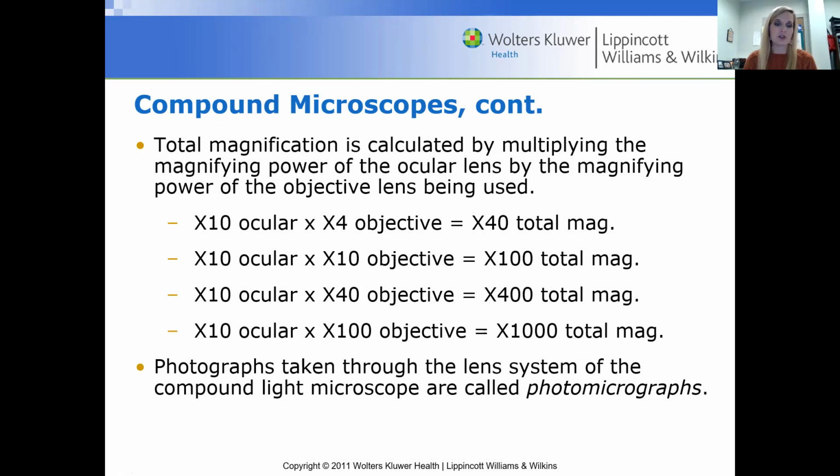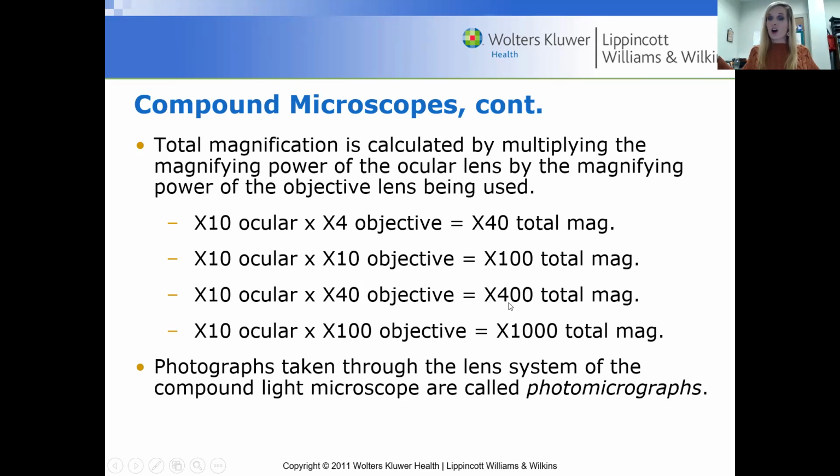If on a test I asked you, an individual is looking through a microscope and he or she has it on the times 40 objective lens, what is the total magnification? Easy way to do that, add a 0. Because you're multiplying it by 10, which essentially just adds a 0. So on the times 40 objective lens, add a 0 to that and your total magnification is 400.